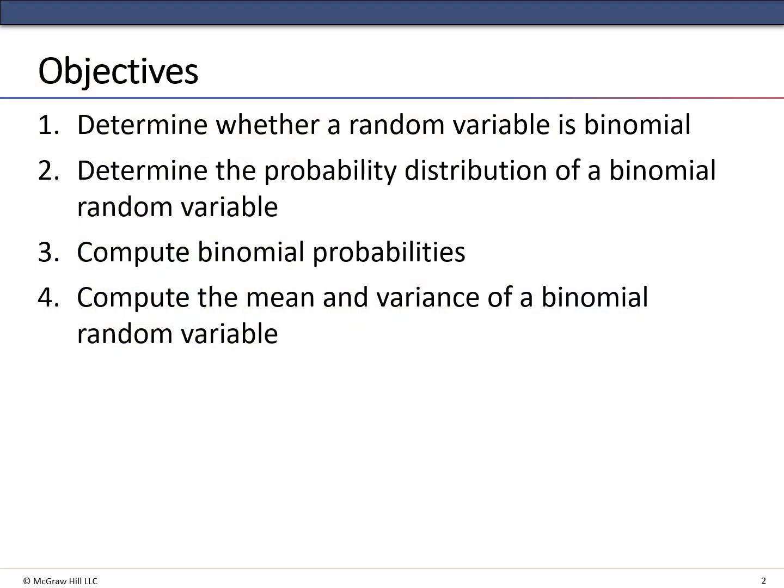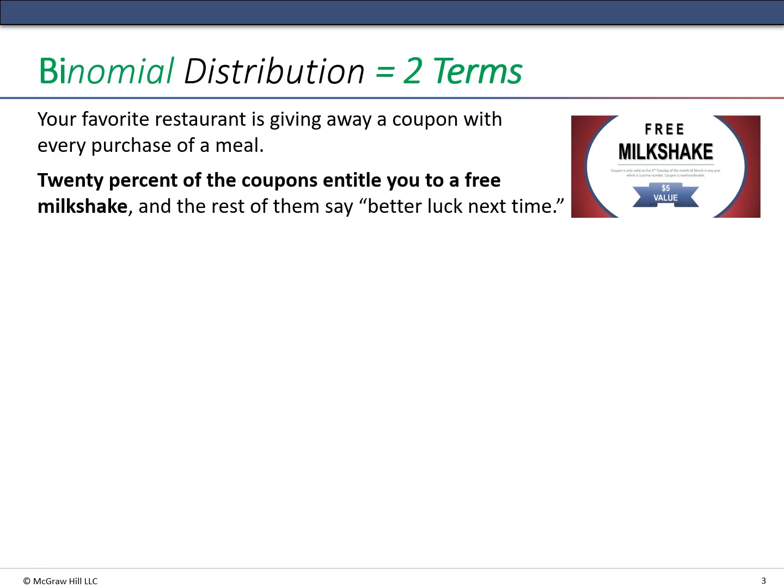In this section, 5.2, we're looking at binomial variables and calculating binomial probabilities. A binomial distribution is when you have two terms. So let's look at an example.